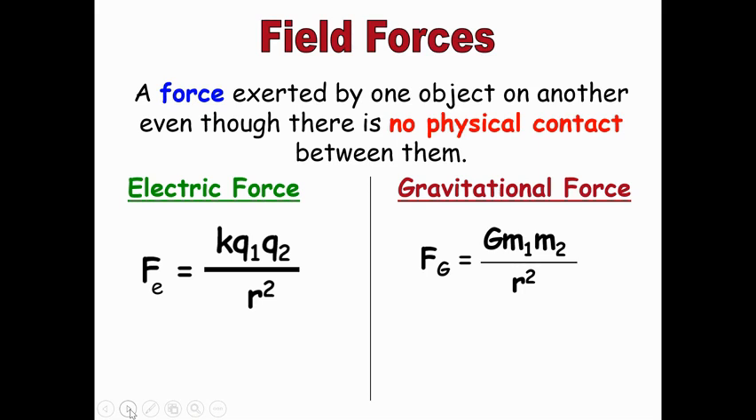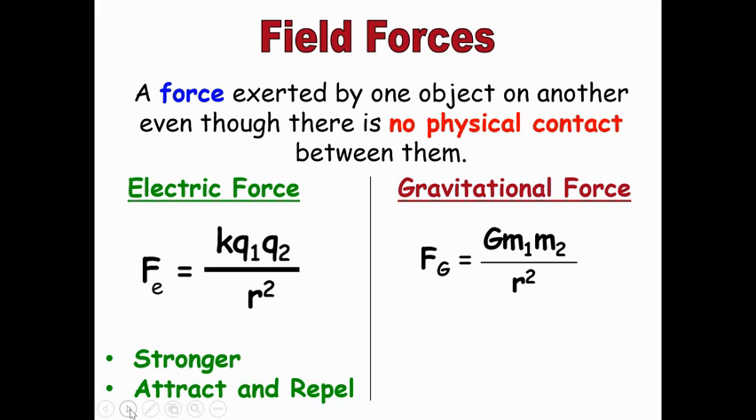Notice how similar these two equations are. They both have a constant value in the numerator. They're both multiplied by two values in the numerator that are affected by that field. And they're both divided by the distance of separation squared. This is no coincidence. They're both field forces, and for that reason, they both have formulas that are similar in format. Where they're different is that the electric force is much stronger than the gravitational force. If you were to compare the constants, the electrostatic constant K is much bigger than the gravitational constant G.